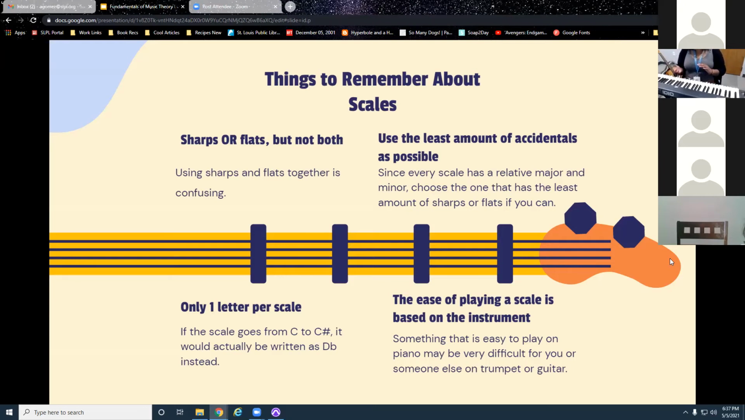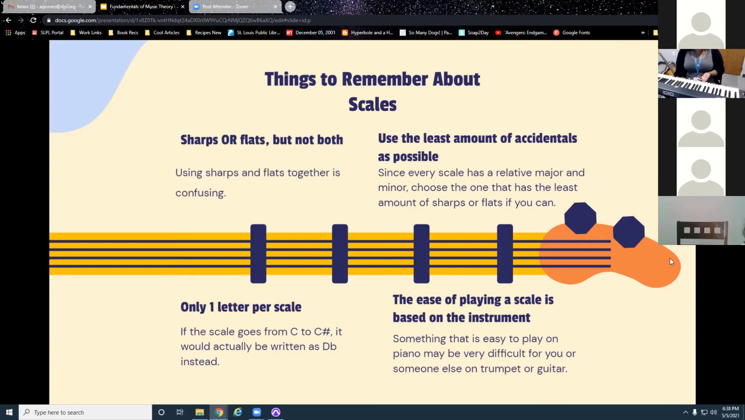And when you have a relative major or minor scale, try to use the one that has the least amount of sharps or flats, because it'll just make it easier on yourself. When we see the big diagram that shows this one has 7 sharps, this one has 5 flats, use the one that's going to have the least amount, because it can almost be redundant. If you're using all of the black keys, that's a lot to do when you're playing. But if you can reduce those amounts by just using a relative scale, that's going to help you out, especially as you're learning how to play these instruments and learning how to compose.